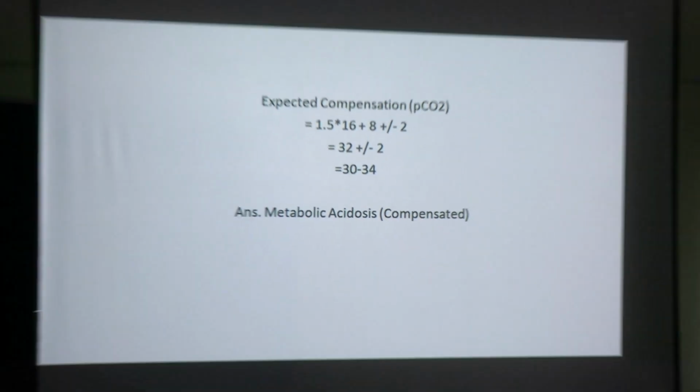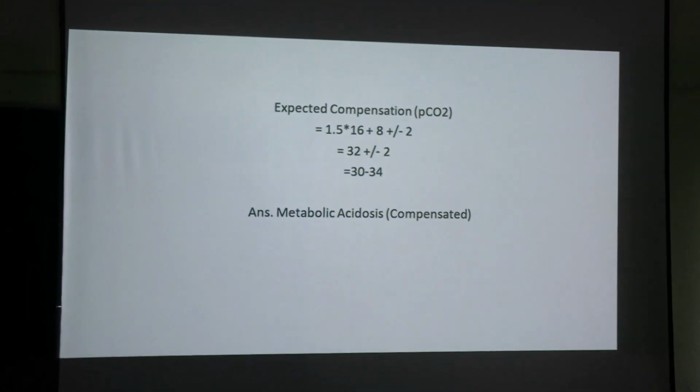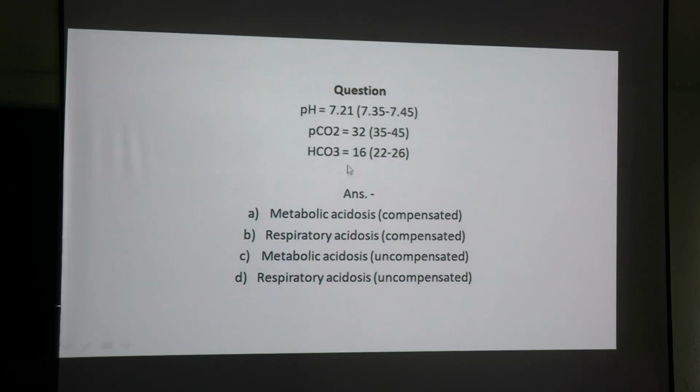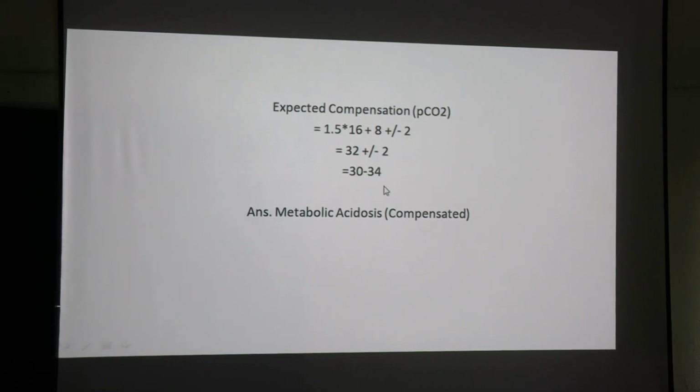Okay. So expected compensation in metabolic acidosis will be respiratory, so the PCO2 value will be changed. So expected PCO2 is 1.5 into bicarbonate 16 plus 8 plus minus 2. So the value will be 30 to 34. The PCO2 value here is 32, and it should be 30 to 34. That means it is compensated.